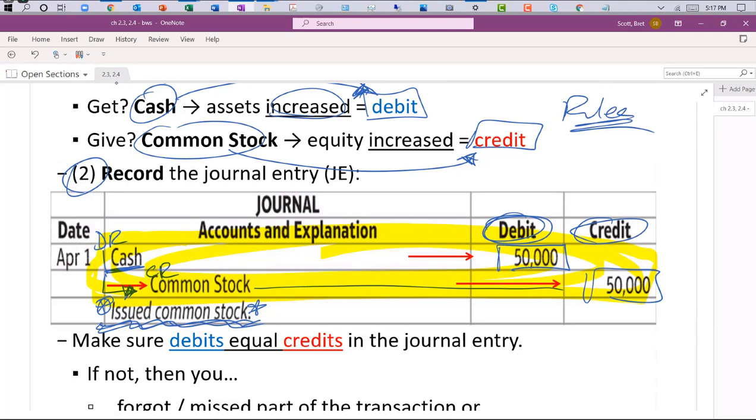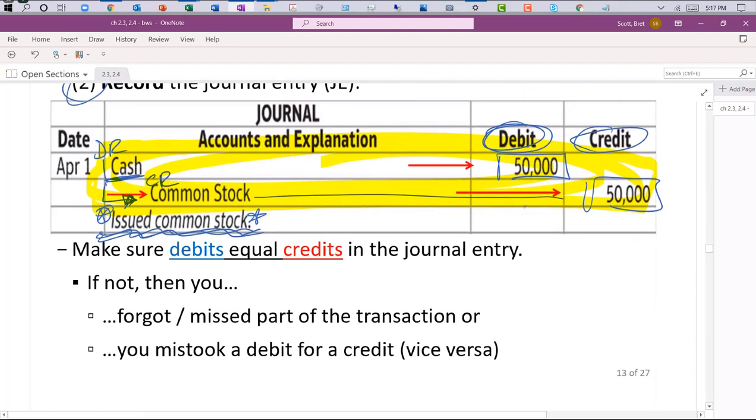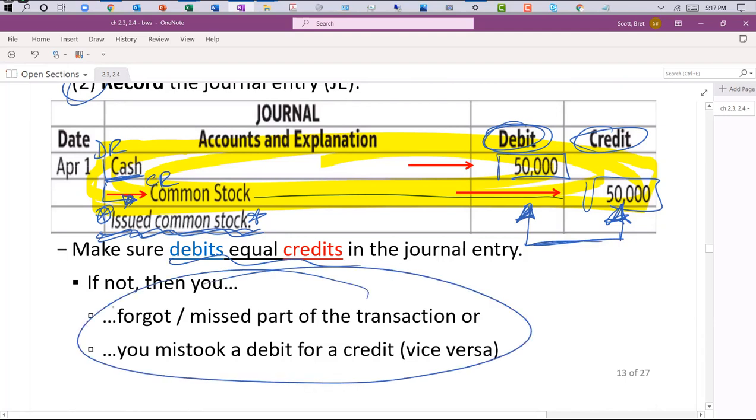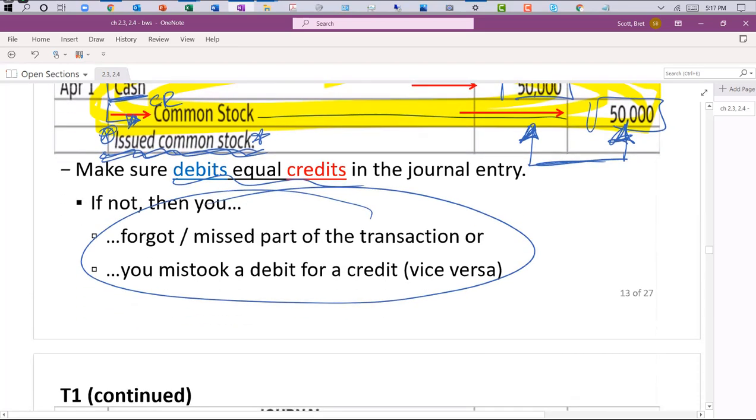Make sure after you record a journal entry that the sum of your debits equals the sum of your credits. It's a bit of a checkpoint, it's a fail-safe. If you do not have debits equal credits, you may have missed part of the transaction.